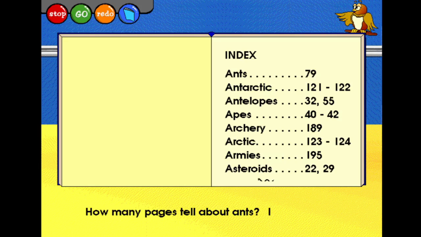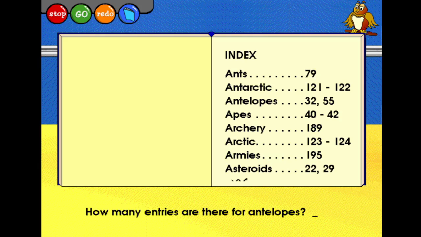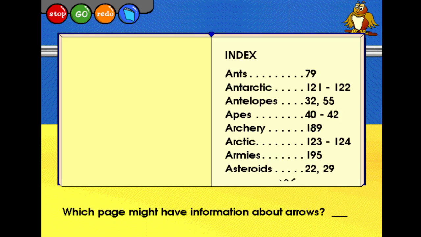How many pages tell about ants? 1. How many entries are there for antelopes? Which page might have information about arrows? 189.